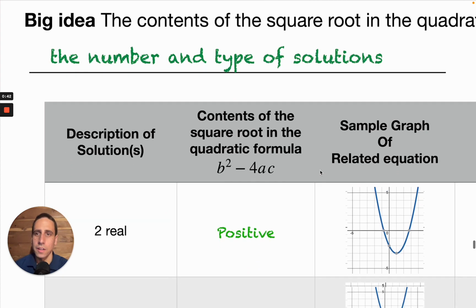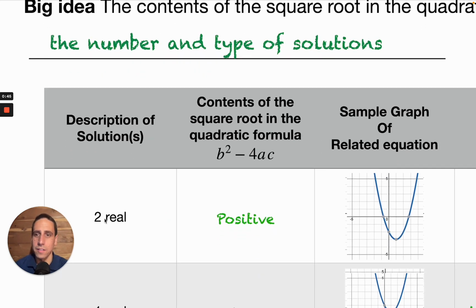So, let's say you had two real solutions. That must mean that when you were taking the square root inside the quadratic formula, b squared minus 4ac, it must have been a positive number. If you have a positive number inside the square root, then the solutions will be two real numbers. You're not going to have any imaginary or complex solutions, like the imaginary number i. It's not going to be there.